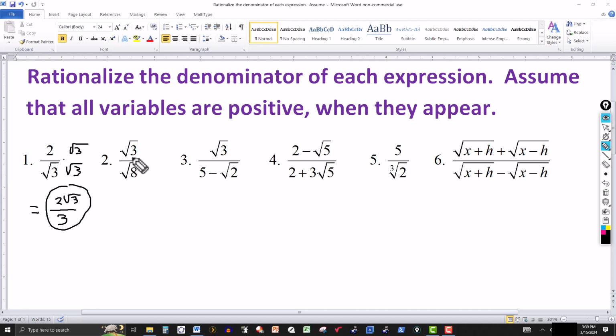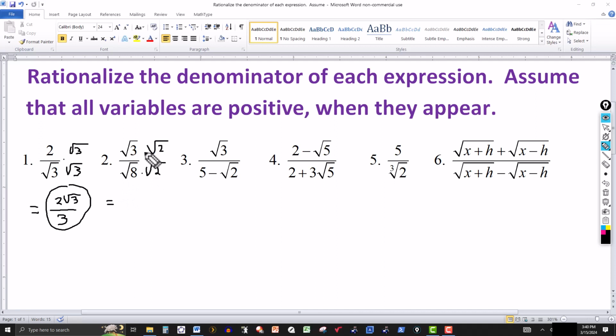Now for the second one, we've got the square root of 3 over the square root of 8. A couple of ways to do this. The best thing to do is say, well, the 8, I can make it into 16, which is a perfect square, if I multiply it by the square root of 2. And the square root of 2 up here. Then, again, we'll multiply by 1 here.